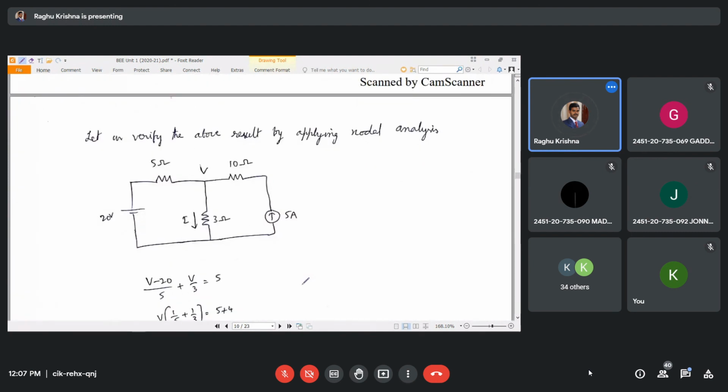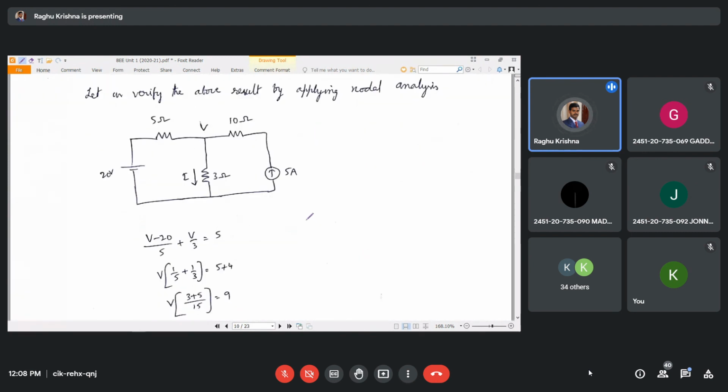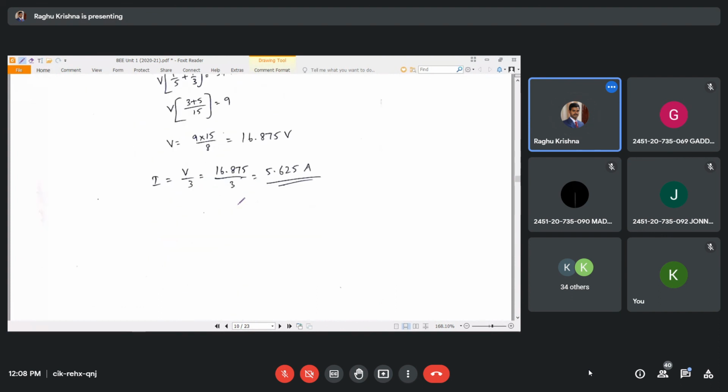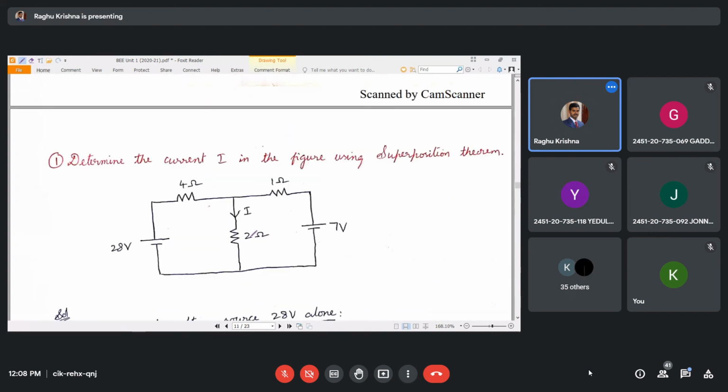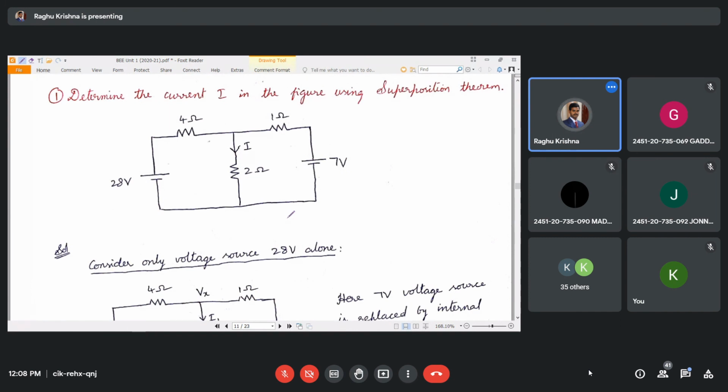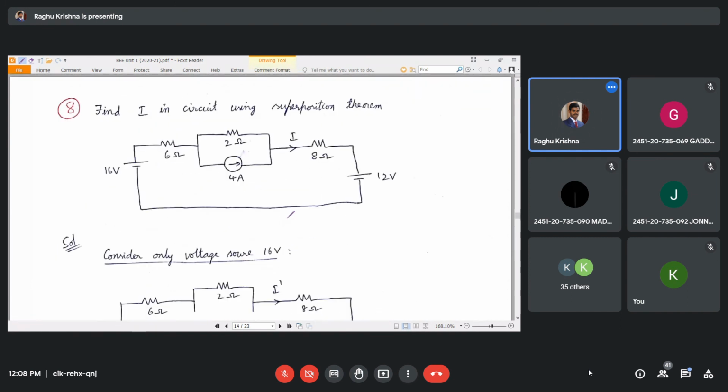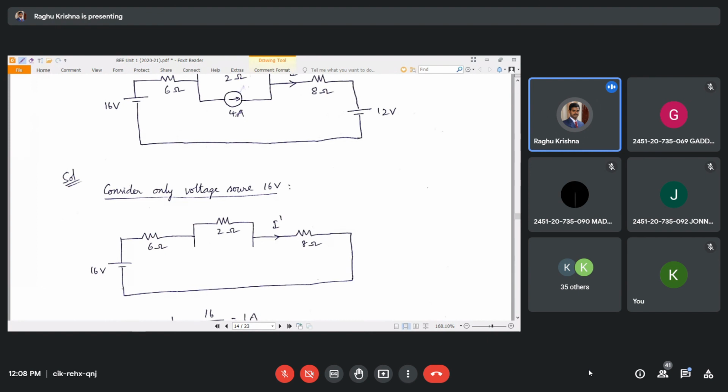So next, this is just verification, not required. So the remaining problems you can see. This is also a problem based on superposition theorem. So first let us consider 16 volts. If you consider 16 volts, the other sources, 4 amperes current source and 12 volts voltage source, are replaced by their internal resistance. So current source is replaced by open circuit, voltage source by short circuit.